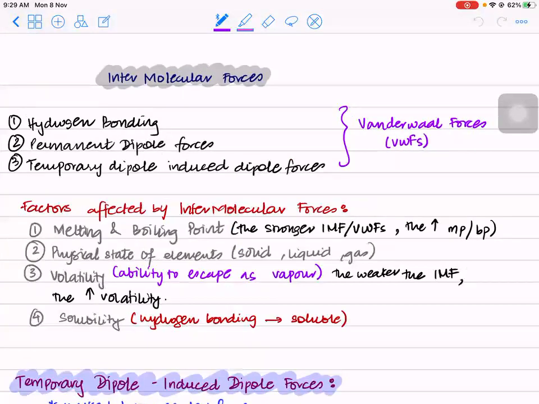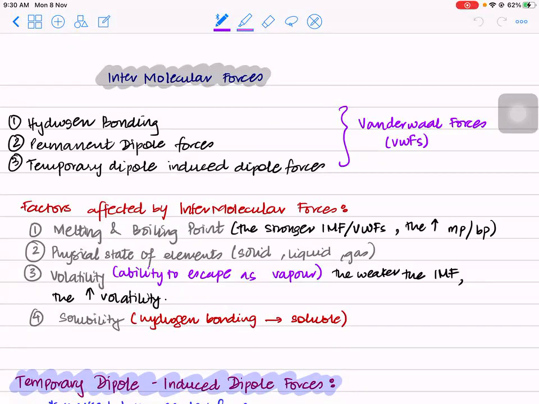All right, so now let's go over intermolecular forces. I told you intermolecular forces are the forces that are between the molecules. There are three types of forces. You have temporary dipole, induced dipole forces, permanent dipole forces, and hydrogen bonding. Collectively, these forces are known as van der Waals forces. The weakest of all these forces is the temporary dipole, induced dipole forces. Then is the permanent dipole, and the strongest of all three is hydrogen bonding.